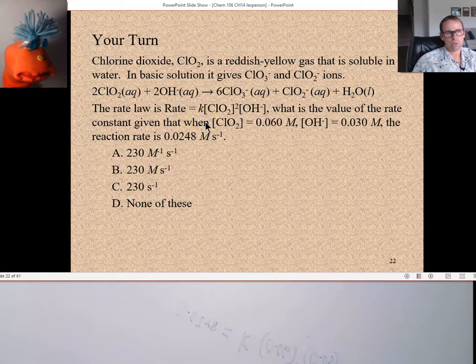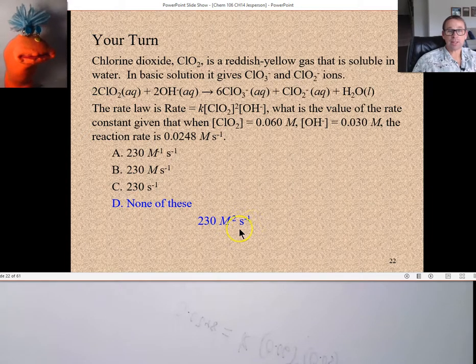So it's, oh, it's none of those. That's right, it's none of those. It's this one over here. Very good. So it's 230 molar per molar squared seconds. Okay, very good. That's a good place to stop.